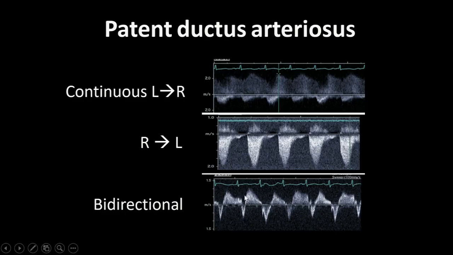And then you can have, kind of in between these two, this bidirectional pattern. And when it's bidirectional, it's going right to left in systole. So right to left is MPA to the aorta, and then aorta to the PA, or left to right, in diastole here. And this is an elevated pulmonary vascular resistance, but not as elevated as this is.